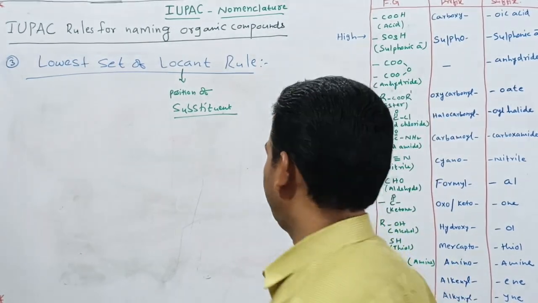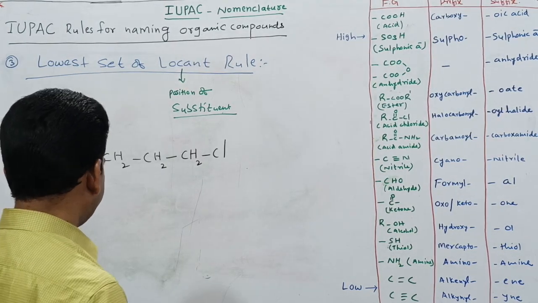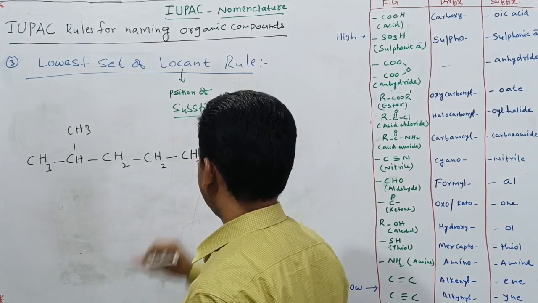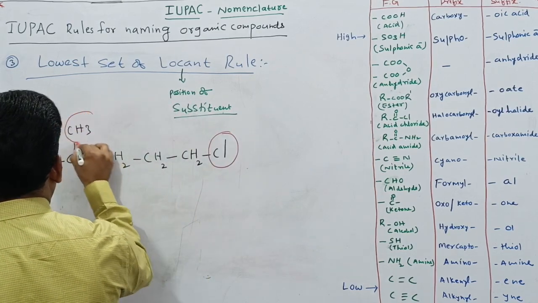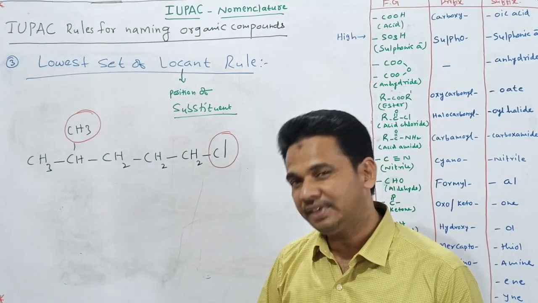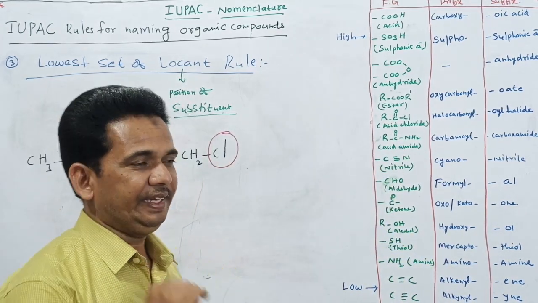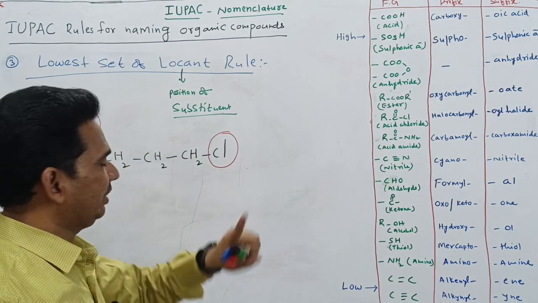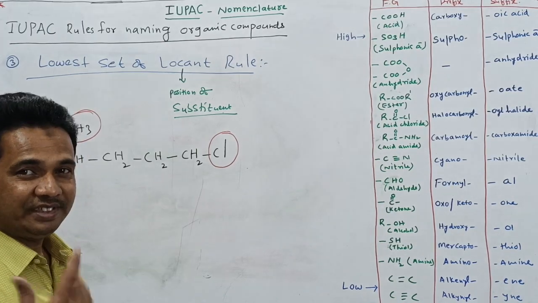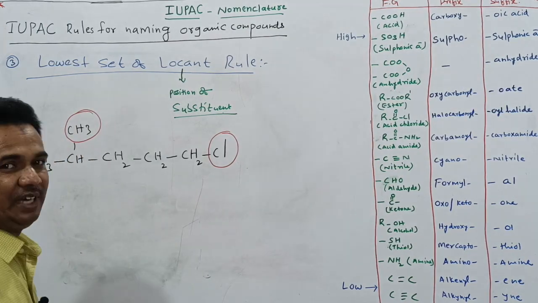Instead of wasting time, I will give an example. In this case, we have 2 substituents: one is chloro, another one is methyl. From which side are you going to give the numbering? We selected the longest chain. How many carbons does it have? 1, 2, 3, 4, 5. From which side will you start the numbering, left side or right side?